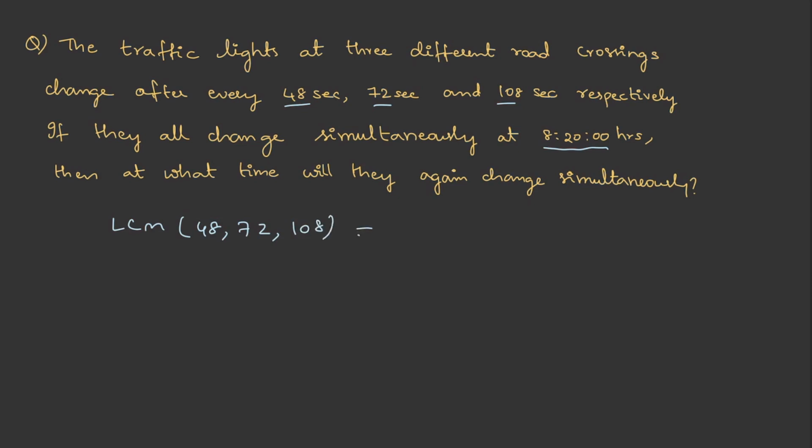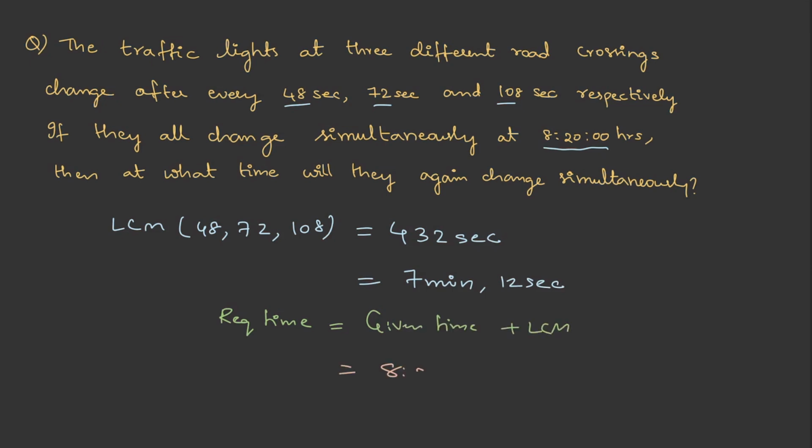When we take the LCM, this is again 432 seconds. This is 7 minutes 12 seconds. So the required time is the given time plus the LCM, that is 8 hours 20 minutes plus 7 minutes 12 seconds, which is 8 hours 27 minutes 12 seconds. This is the answer, and this is the time after which all the traffic lights change again simultaneously. And this is the end for LCM and HCF.